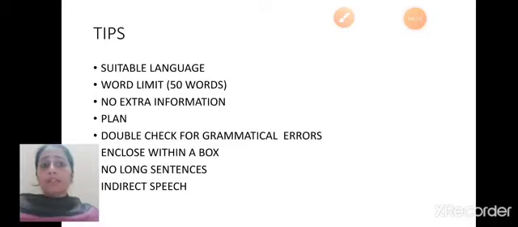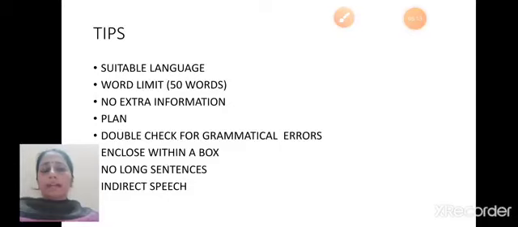Then we have the word limit, basically 50 words, and you will count the words which are a part of the body. No extra information to be added. Like I just told you, only relevant points to be a part of your body. You need to plan. Before you jot down, you need to plan. This will help to maintain the sequence of the message.